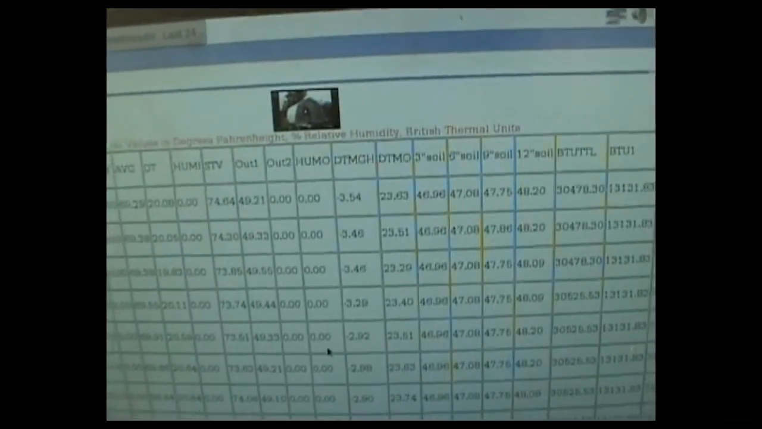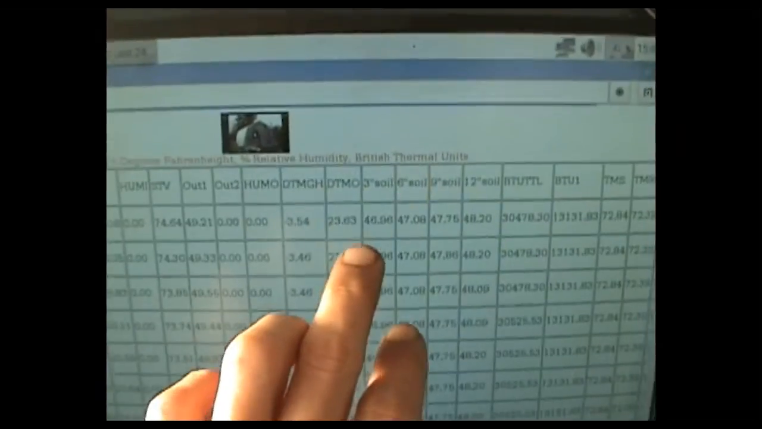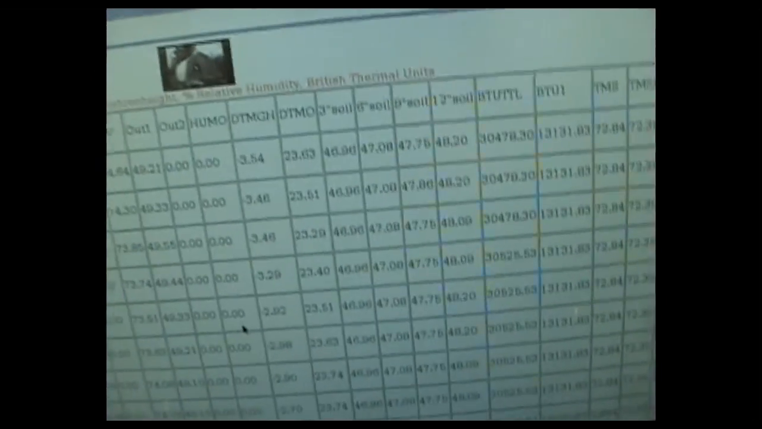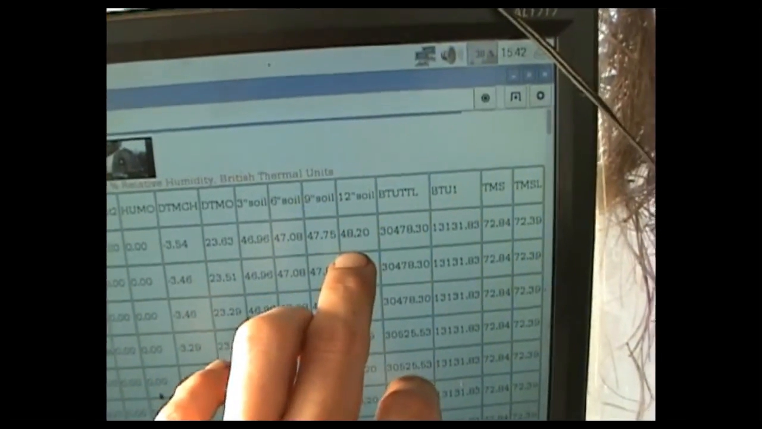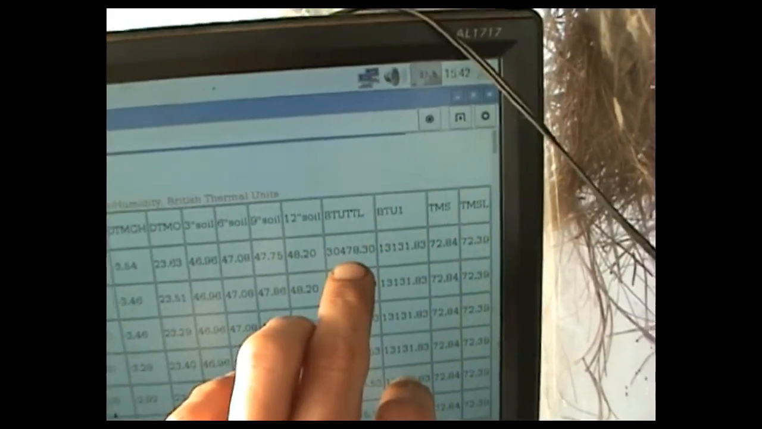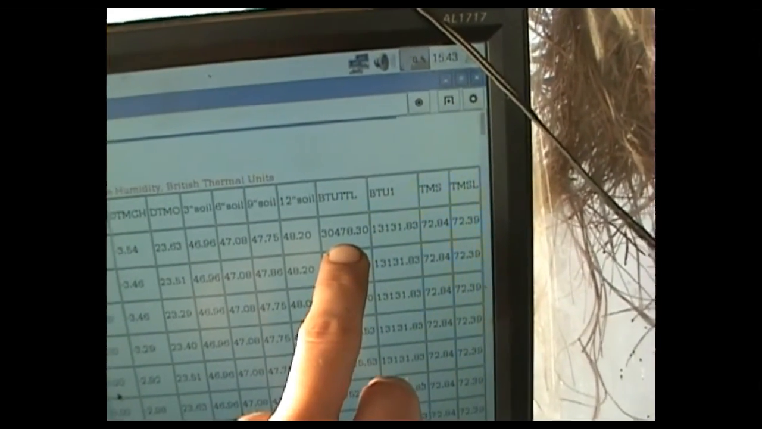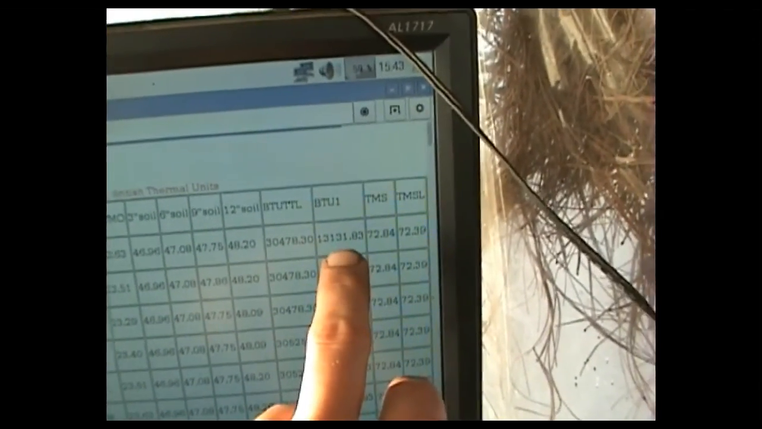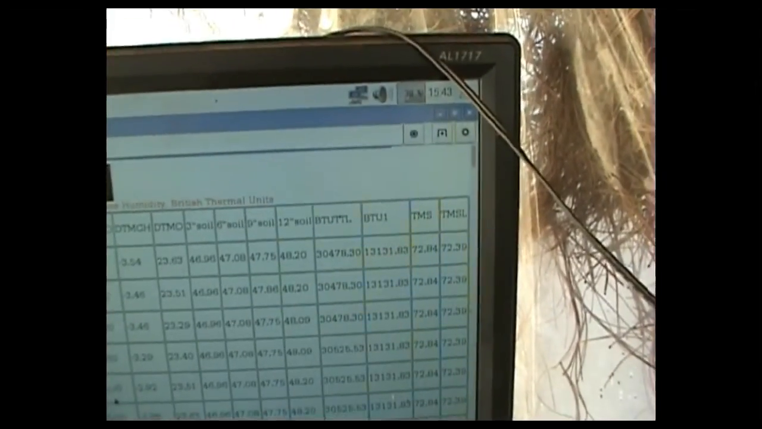Delta mass is the difference between the average of the thermal masses and the greenhouse. Delta mass out is the same for outside. Those are your 3-inch, 6-inch, 9-inch, and 12-inch soil sensors. This is BTU totals in storage. Like right now, there's about 30,000 BTUs in storage, and it shows each tank individually and the upper and lower temperature for each tank. We'll scroll across.